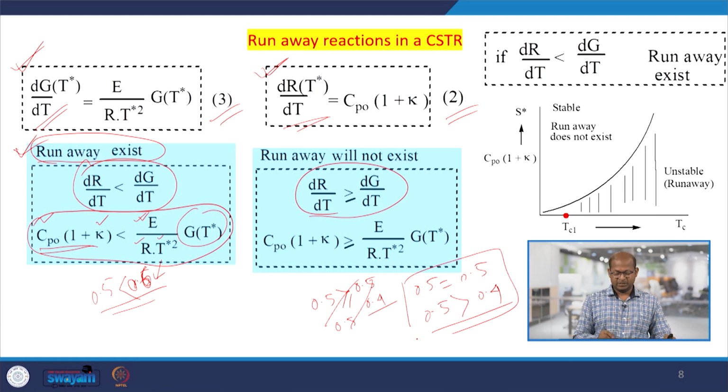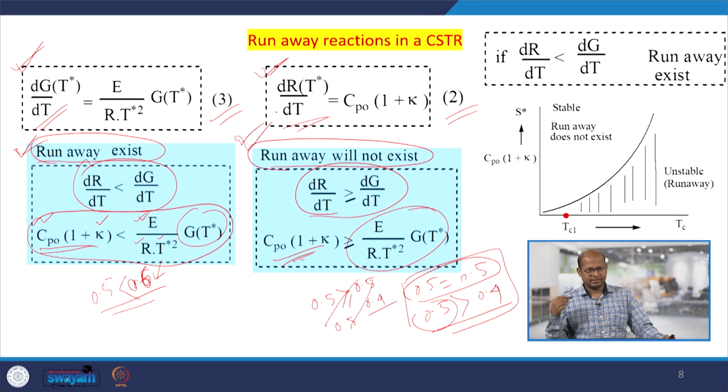Under these conditions, if we find the values and the left hand side and right hand side come out equal, then it is okay. If the right hand side is greater than this, then also it is acceptable, meaning runaway will not exist in the system. So whenever we design a reactor system with heat exchange, we should avoid runaway conditions in operating those reactors. We should always follow this.